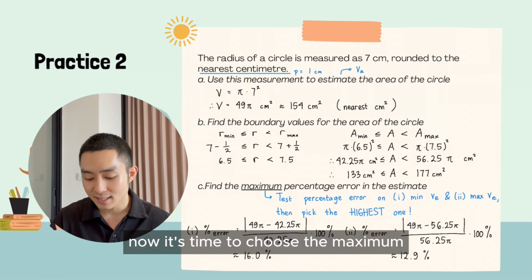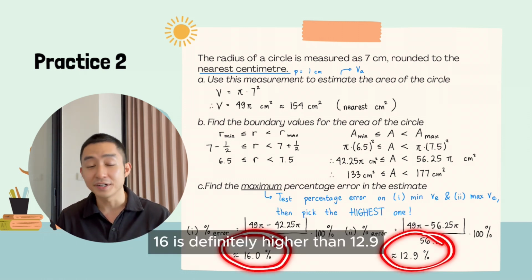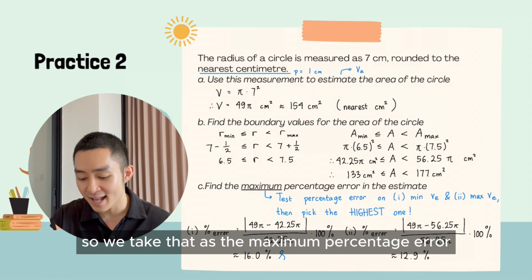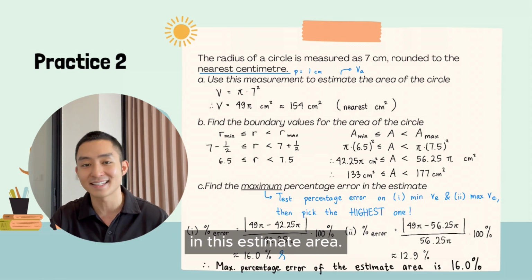Now it's time to choose the maximum. 16 is definitely higher than 12.9, so we take that as the maximum percentage error in this estimate area.